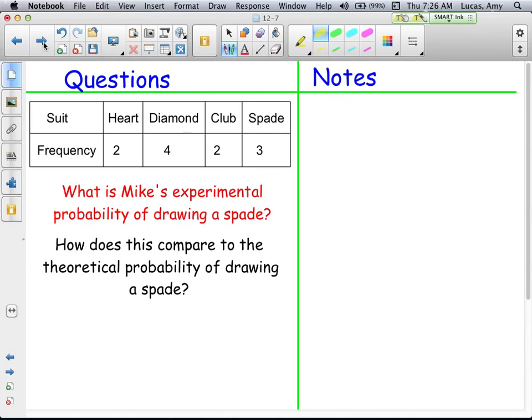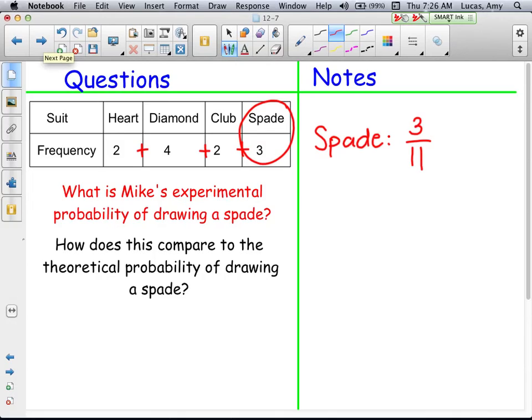Okay, the next problem is talking about a deck of cards. What is Mike's experimental probability of drawing a spade? Well, looking at the table with his results, I see that he drew a spade 3 times. Now, the other number that I need for my probability I can find by adding together how many trials he did. So, 2 plus 4 plus 2 plus 3 is 11. So, his experimental probability of getting a spade is 3/11ths, or 0.27 repeating.